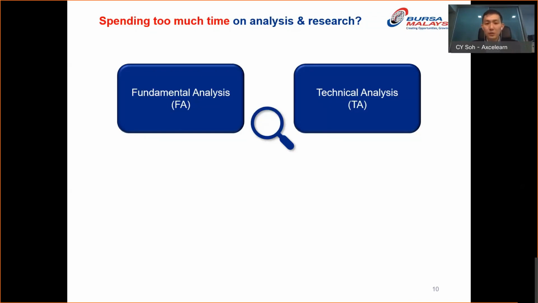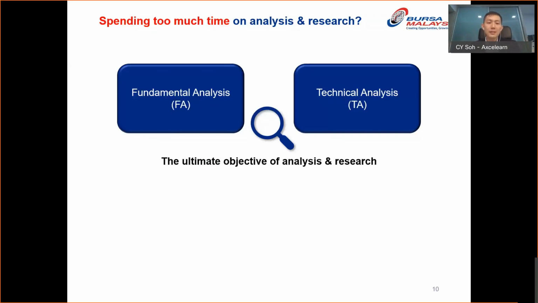And what you need to know is that the biggest challenge for most traders, in fact, is that they learn too much. Number two, they have too many tools in hand, and they do not know which tool is actually right for them to use in order to make a trading decision.